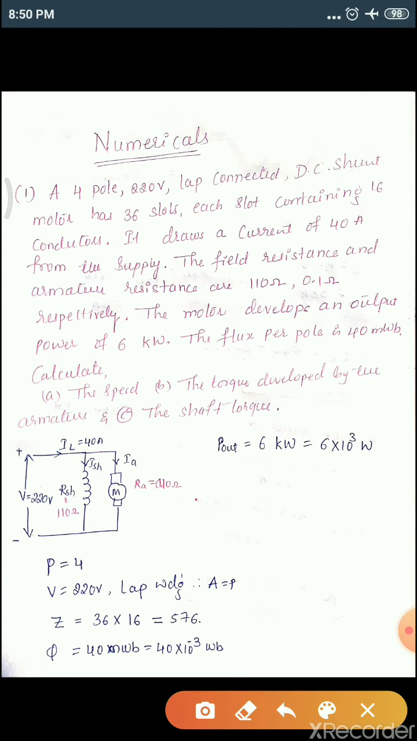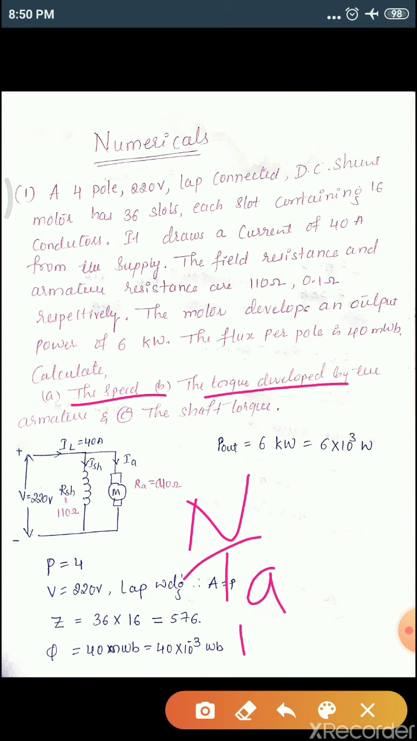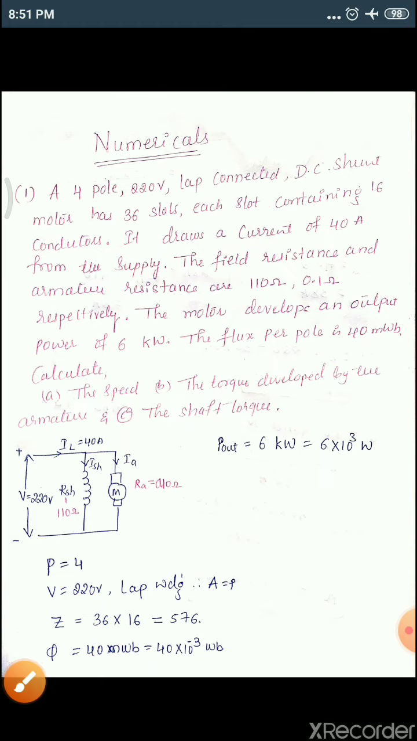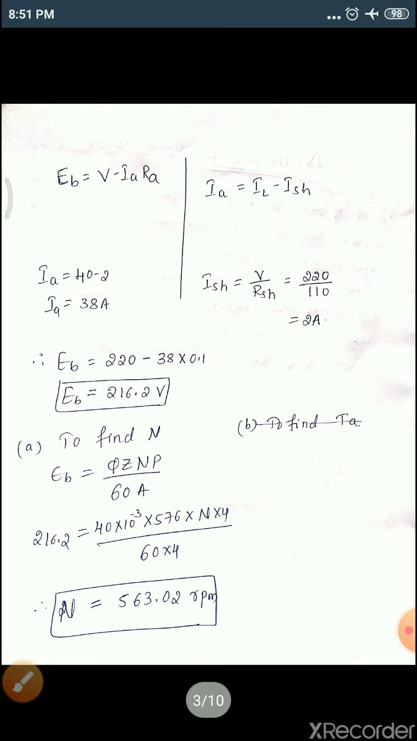We need to calculate the speed N, the armature torque, and the shaft torque. Remember, for armature torque we have the formula: 0.159 into phi IA into PZ divided by A. And the shaft torque TSH will be the power output divided by omega. We'll see the formula. And the data is what they have mentioned.